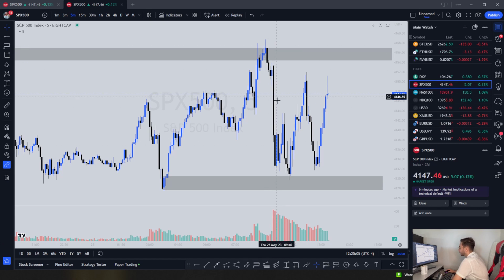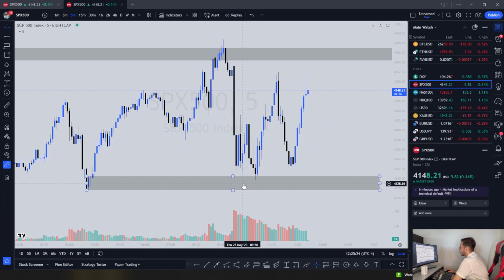Where did it come back to? It came back to this demand zone. And look how perfectly it touched this demand zone. Market came back down, went back up, came back down, touched the demand zone, and that's when market went back up and made a move higher. That's when we took our trades.